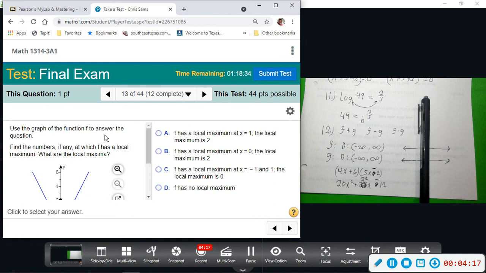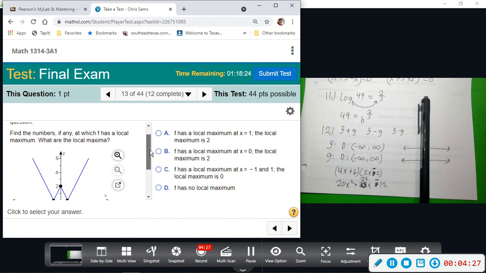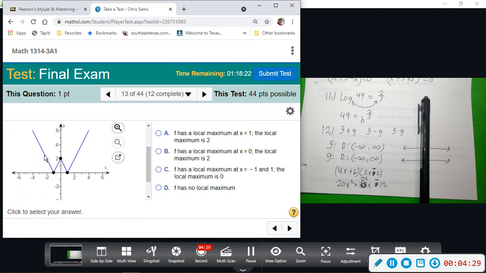We're going to use the graph to answer the questions. We're going to find the numbers, if any, at which f has a local maximum. What are the local maximums? Okay, so this graph goes up without bounds, so it goes to infinity. Those do not count as maximum.